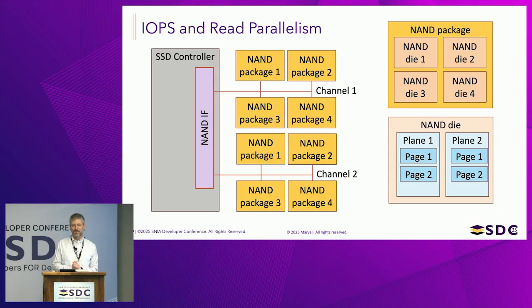What determines the read performance is the question: how many pages can you read in parallel? First of all, how many pages within a NAND die can you read in parallel? And then also how many NAND packages and NAND dies per package are available. These are key factors for your read performance that need to be looked at in terms of improving the random read IOPS.